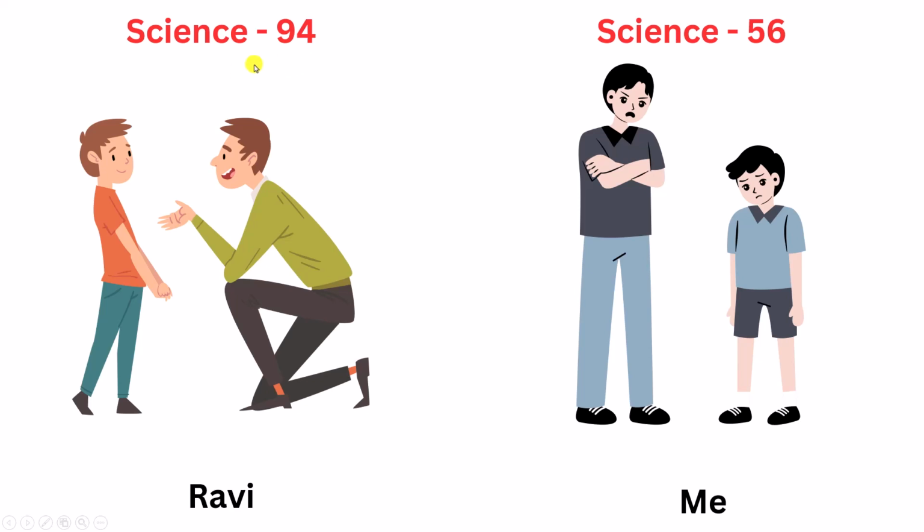Okay? And this mark of Ravi is called a benchmark. Alright? When something is compared with a standard, then the standard is called a benchmark. So in this case, Ravi's mark is the benchmark. Alright? Yes. So I hope the concept of benchmark is clear. Now let me go to my dashboard and explain to you about benchmark in mutual funds.